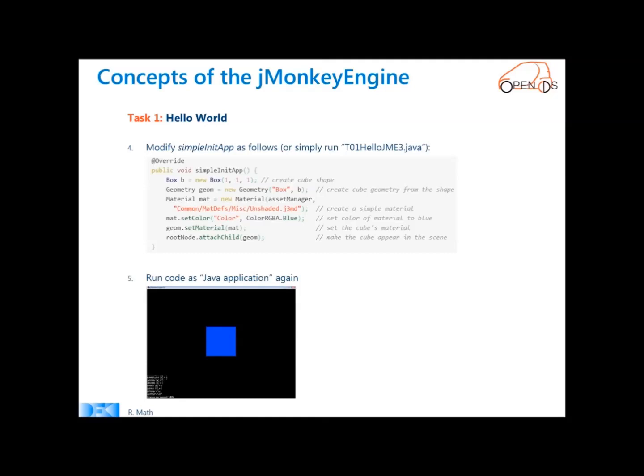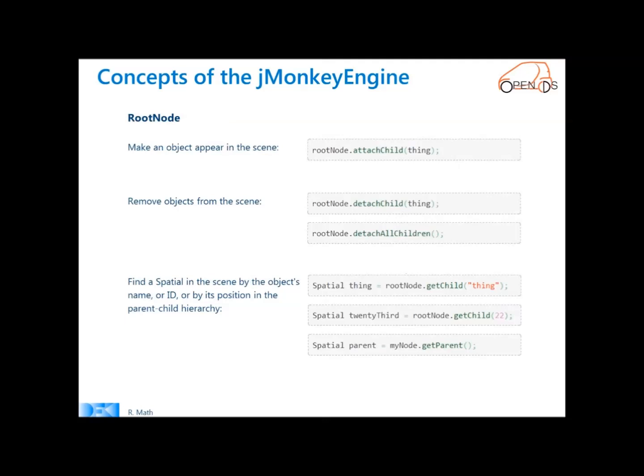So this is what we already did. As we have seen, there's a root node, and at the end of this example, we attach this blue box to the root node in order to make it appear. The box was not visible, and after this method, we can see it. In the same way, we can remove objects again. So in the last line, if we had root node detach child blue box, we could remove it again, or using the method detach all children, and the scene would be empty again.